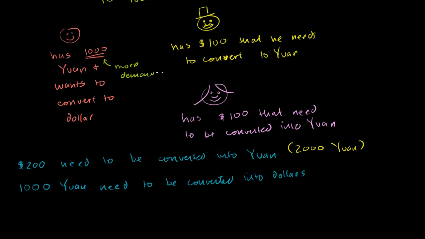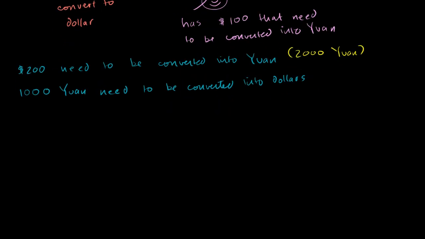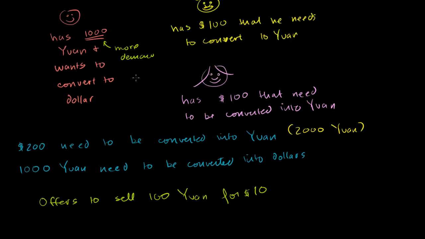So he might initially say, hey, you know what? I want to convert. He has 100 won and he wants to convert it. So he says, you know what? I'm willing to sell 100 won for $10. So he offers to sell 100 won for $10. He just thinks that that's a fair offer price right over there. And that's this guy over here, this guy actually converting won into dollars.